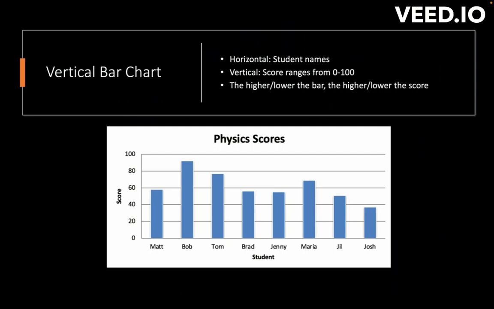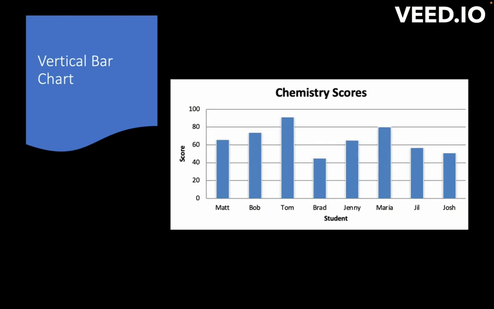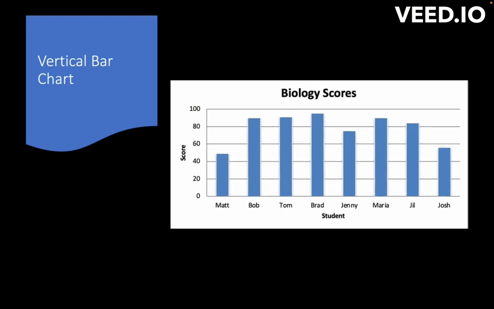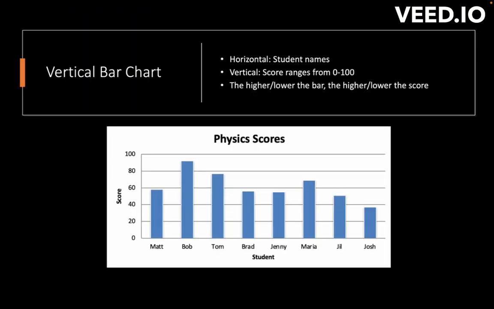So to start out, I'm going to start with the vertical bar chart, and I've created that for physics scores, for the biology scores, for the chemistry scores, and for the math scores. So to start with the vertical bar chart for the physics scores, the horizontal section of the bar chart represents the students' names. So Matt, Bob, Tom, Brad, Jenny, Maria, Jill, Josh are the students being evaluated for their physics scores, and the vertical side of the vertical bar chart is the score, ranging from 0 to 100.